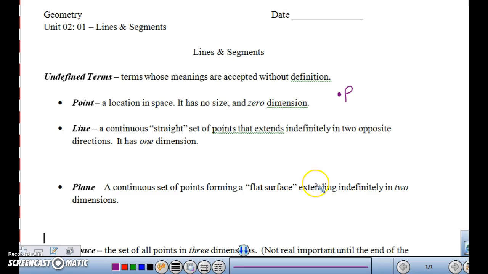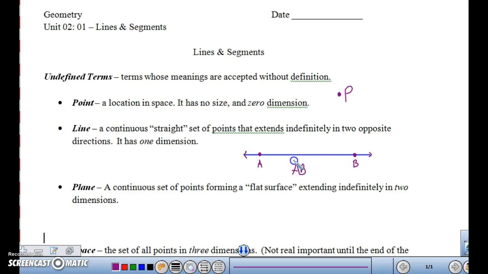Now the next undefined term is a line. Everybody knows what a line is, all right? Now, a line, by definition, is a continuous straight set of points that extends indefinitely in two opposite directions, and it has one dimension. So if we draw ourselves a line, it's usually drawn straight. It has arrows on the end to indicate that it goes indefinitely in opposite directions. All of the line here is made up of individual points. When you usually see a line, it has other points on it. So for example, to name this line, you put 2 points in the line and you name it AB. So the name of this line would be line AB.